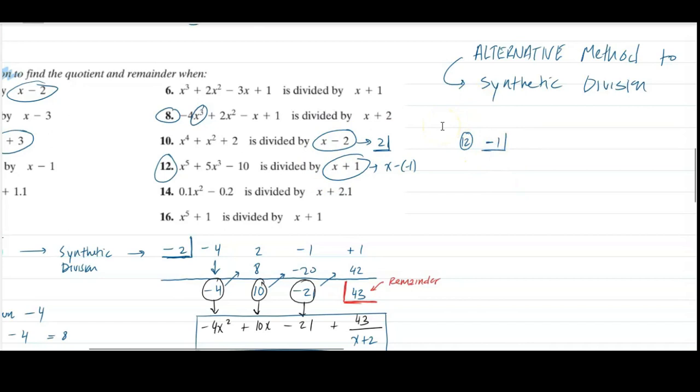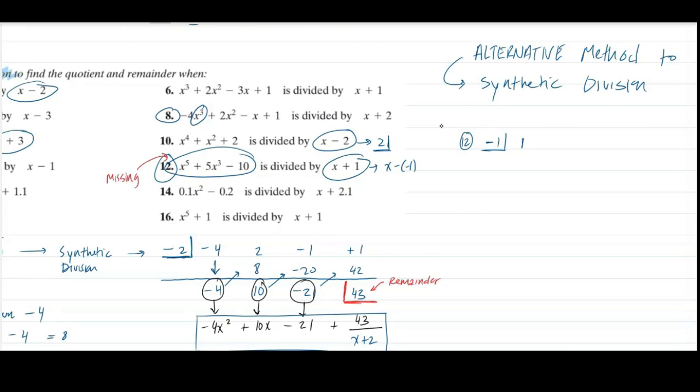Okay, now, let's go ahead and start. The question starts off with x to the power of 5, and so its coefficient is a 1. Now notice that it's missing an x to the power of 4, right? So what is it missing?